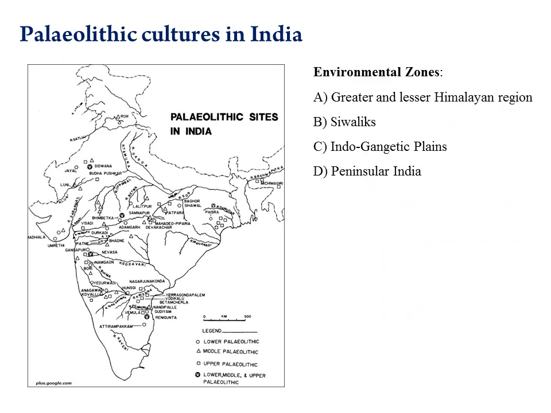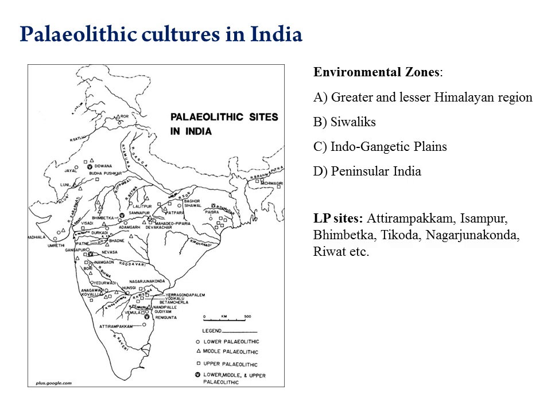Now let us look into a little bit of detail on the Paleolithic cultures in India, though I will not be going in depth into the cultural understanding and site formations of the prehistoric sites. In a general understanding, we have to be clear that the Paleolithic cultures of the Indian subcontinent are very much focused in four zones: the Greater and Lesser Himalayan region, Sivaliks, Indo-Gangetic Plains, and Peninsular India.